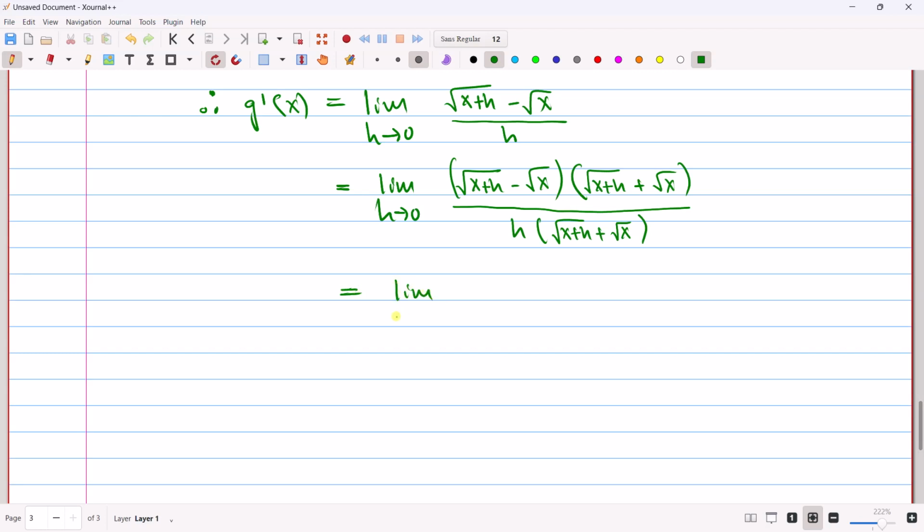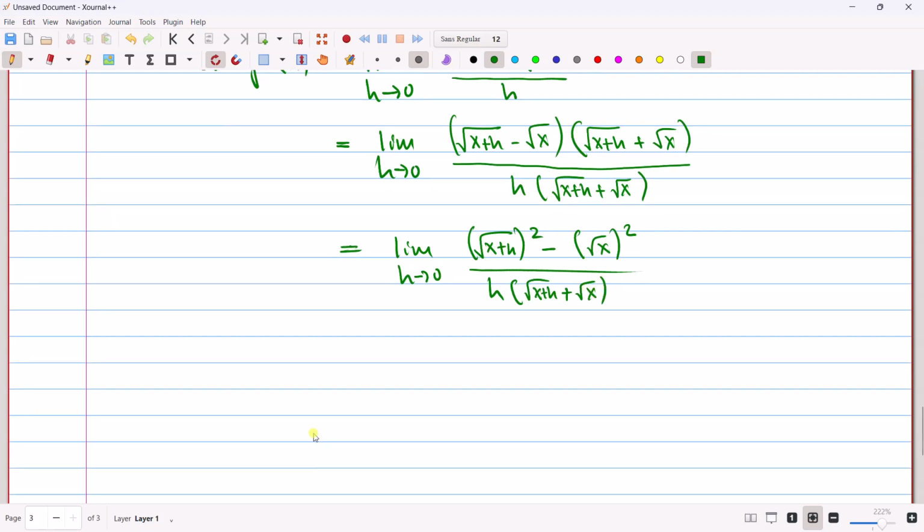Then the next thing at the top, I simplify. If you take the top and simplify it, you will see that it resembles an expression you only find when you factorize the difference of two squares. So if we reverse that, it becomes root of x plus h squared minus root x squared, all over h, then root of x plus h plus root x, like that.